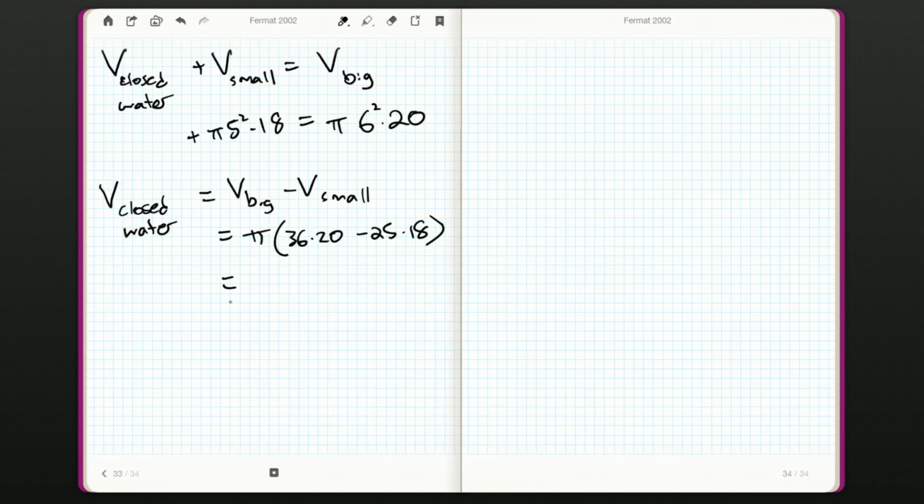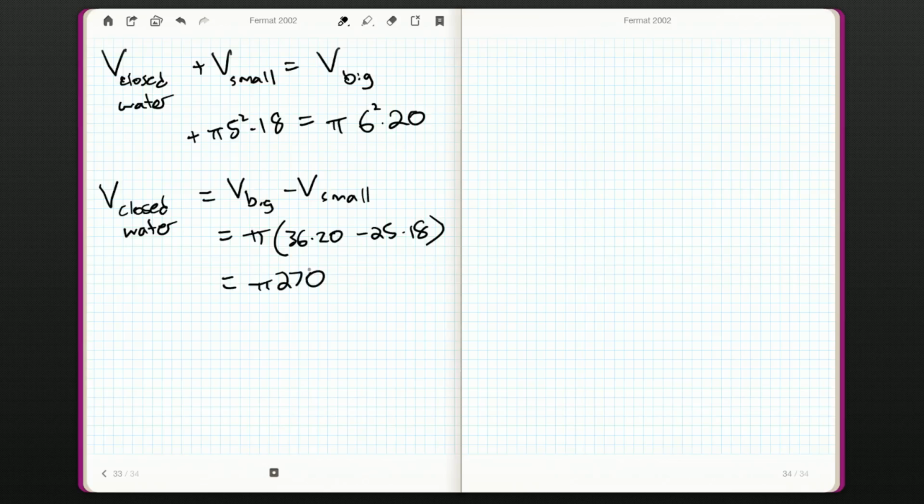I'm keeping the pi's out just because I think there's going to be a lot of pi's. So 36 times 20 minus 25 times 18. We get pi times 270. So that's centimeters cubed, I believe.